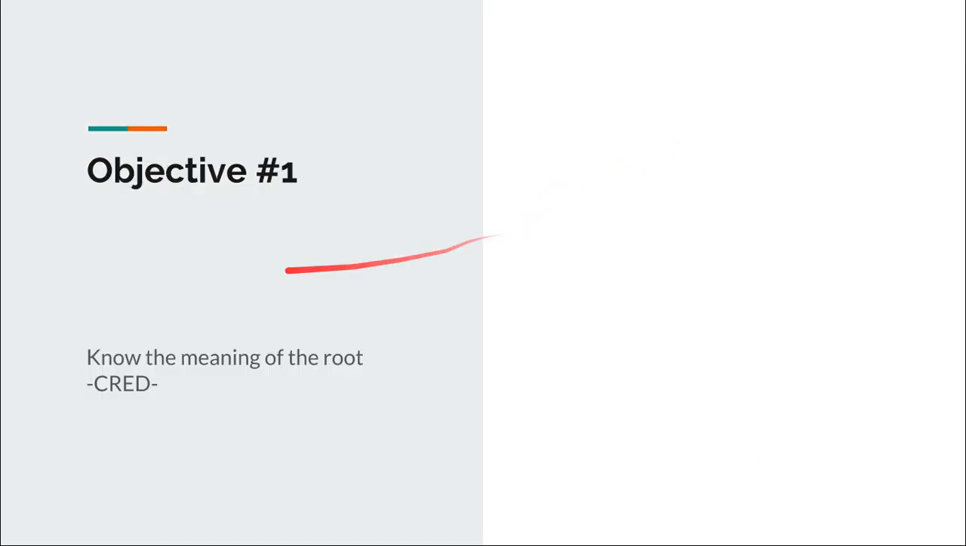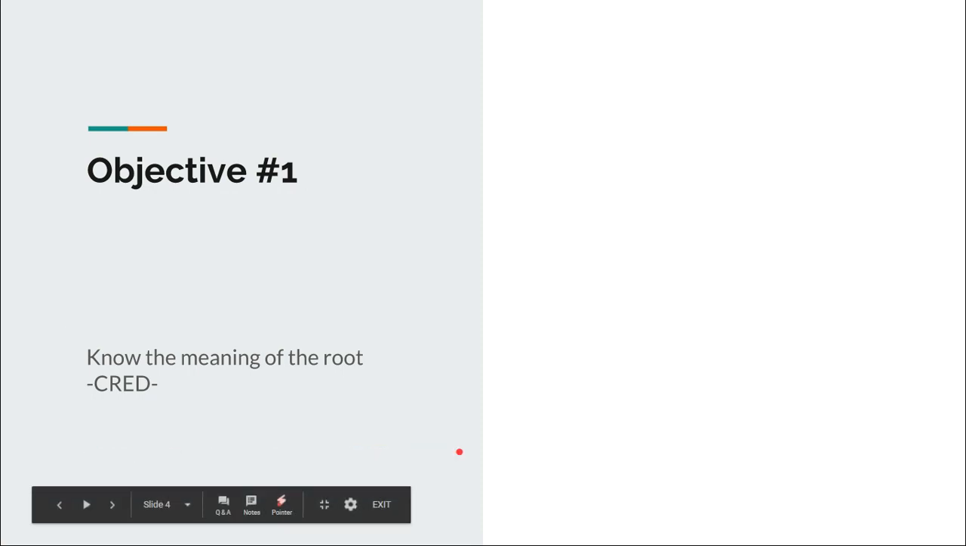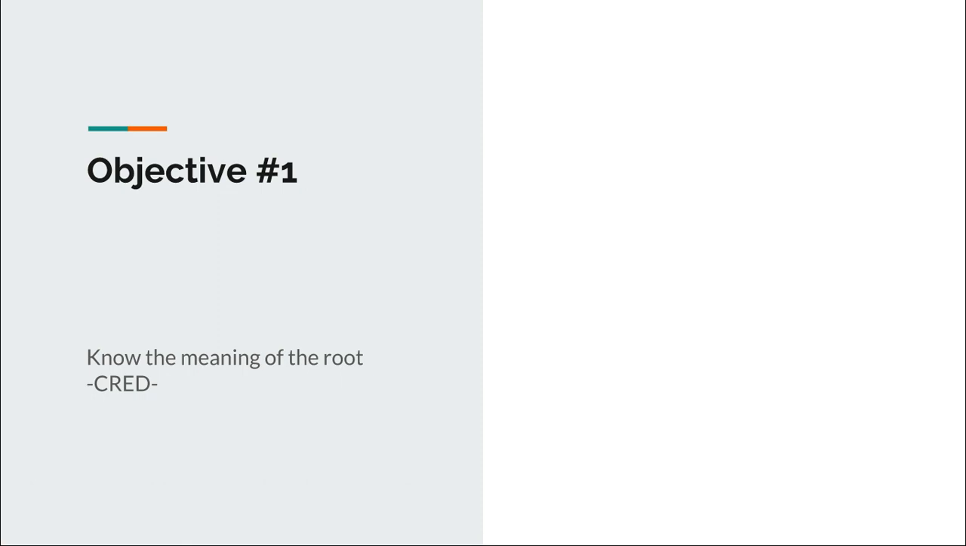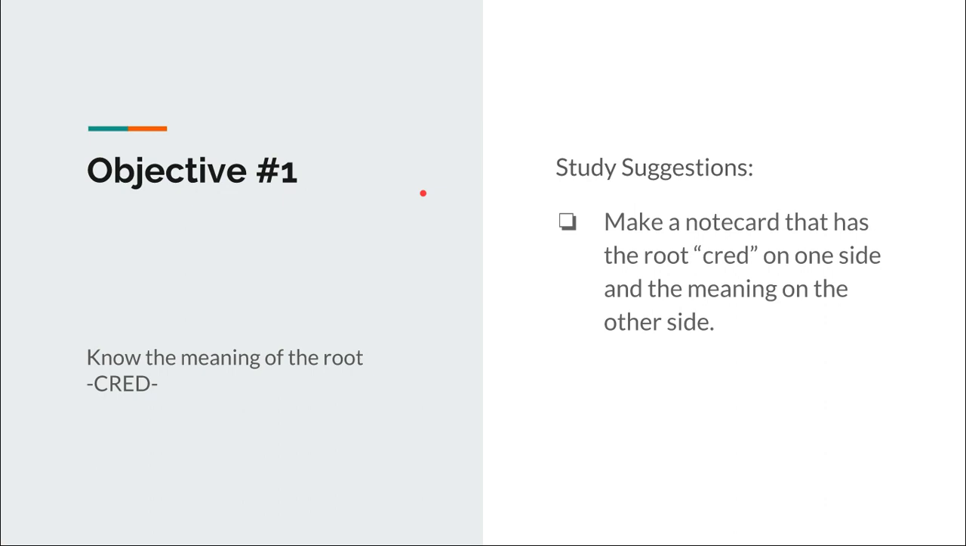All right. So for our first objective, knowing the meaning of the root CRED. All right, hopefully this is the easiest one. We've been over it many times and it's just one little thing. But you should probably still practice it. Even if you think you know it, throw it in there. It's not gonna hurt to give it another go. So some study suggestions for this, and there's really just one, is to make a note card that has the root CRED on one side and then the meaning on the other side.